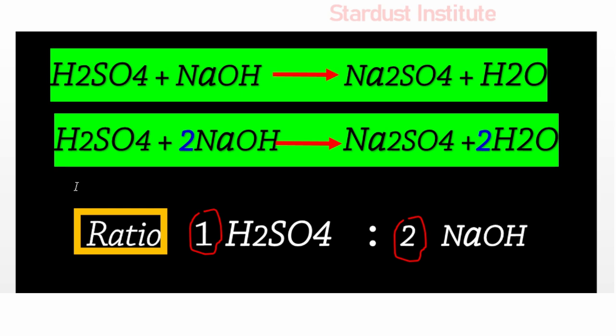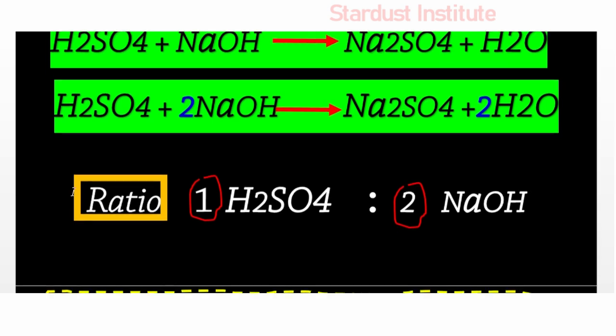Now you can see the ratio. To react with 1 mole of sulfuric acid, 2 moles of sodium hydroxide are required. Ratio 1 to 2.